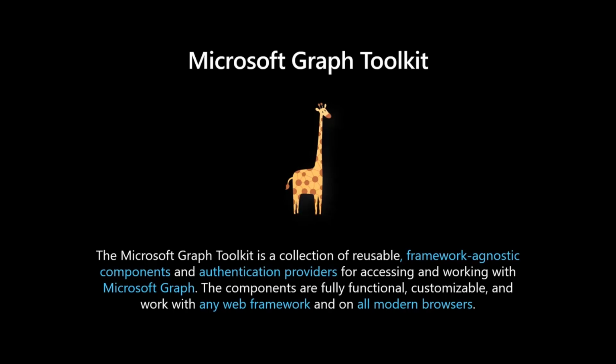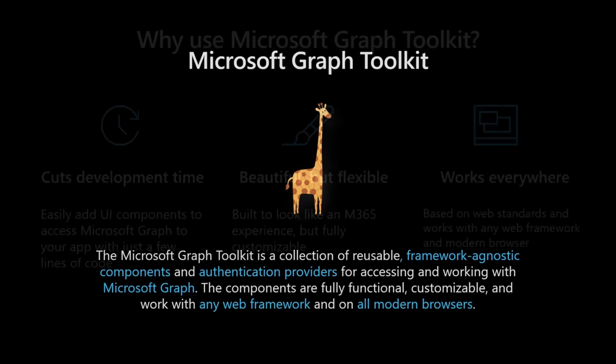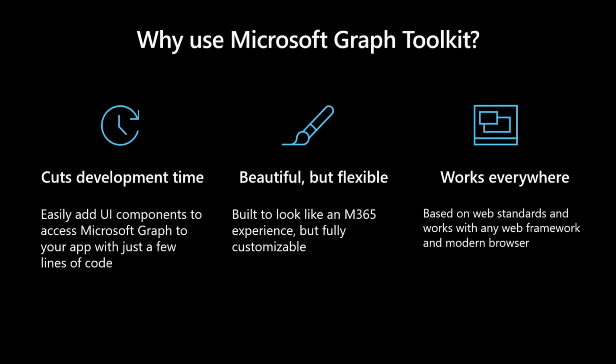We work on all modern browsers because we're using a standard way of building components, which is the web components standard, which is now pretty much available on all modern browsers. Why would you build it using the Graph Toolkit? First, because you're going to cut on development time. You won't have to rebuild these things. You're just going to have to leverage some of them inside your app and build your business value on top of it rather than just building another control that connects to Microsoft.